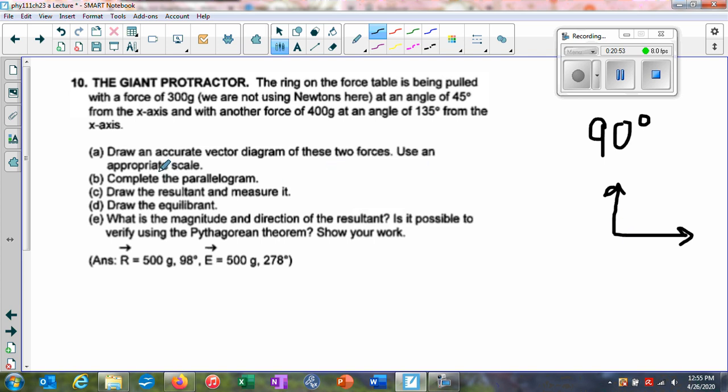So try this. Complete the parallelogram. The resultant will be 500 grams. You will be able to draw it if you make a scale drawing, if you have access to a ruler and a protractor, because you want to make sure they're at 90 degrees. Then the direction, you can use your protractor to read. I don't expect you to have a protractor when you take this final, so don't worry too much about that. And you would be able to show your work using the Pythagorean theorem. Why can you use the Pythagorean theorem? Because these forces are at 90 degrees to each other. There's 90 degrees in between these two.